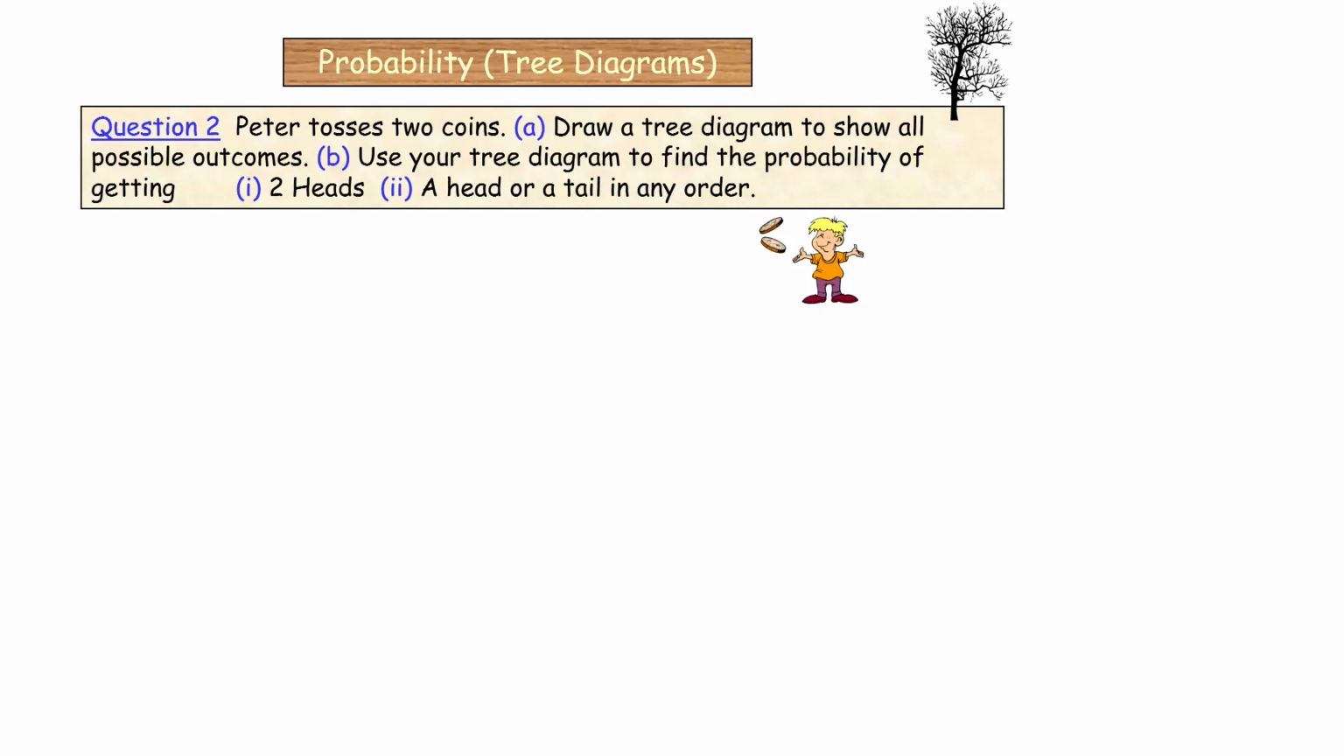Okay, in this example, question 2, Peter tosses 2 coins. A, draw a tree diagram first to show all possible outcomes. And then B, use your tree diagram to find the probability of getting 2 heads or a head and tail in any order. Okay, so hit pause, have a go sketching the tree diagram, have a go at the questions. When you're done, hit play and we'll go over them.